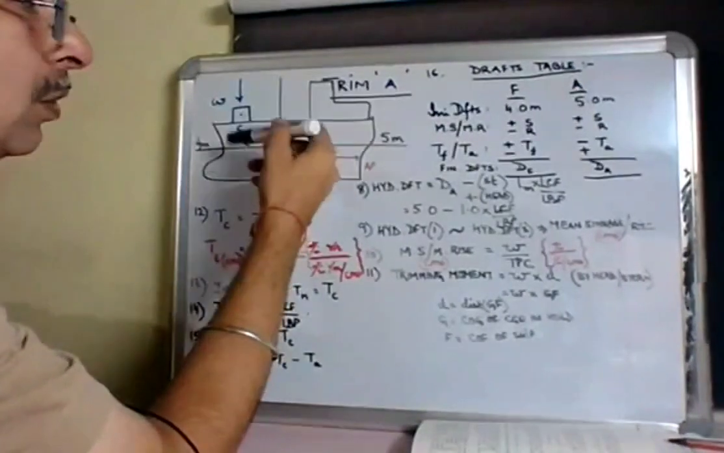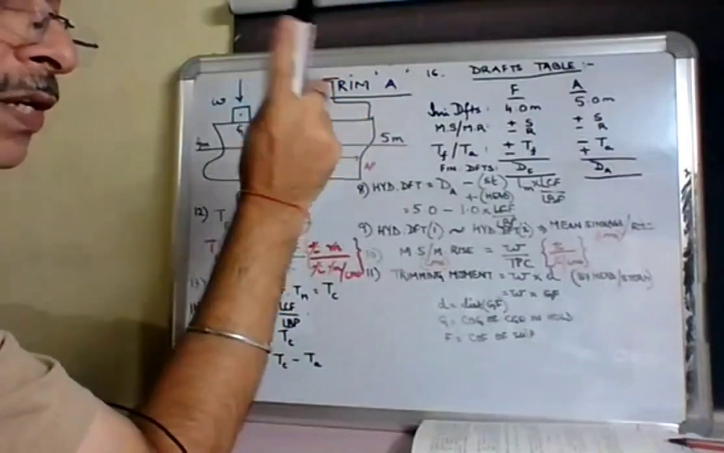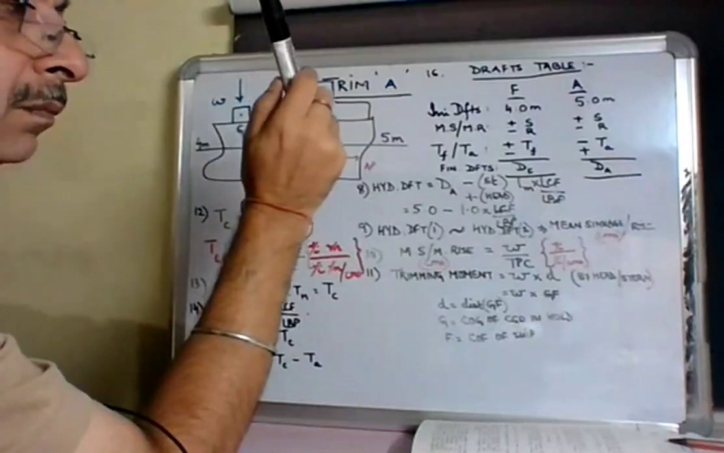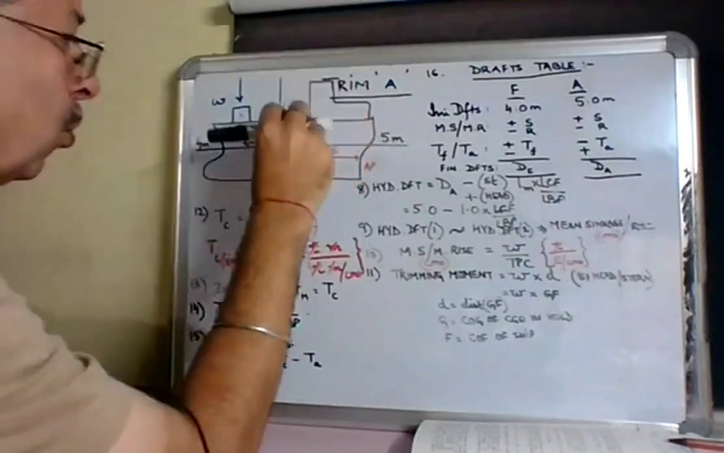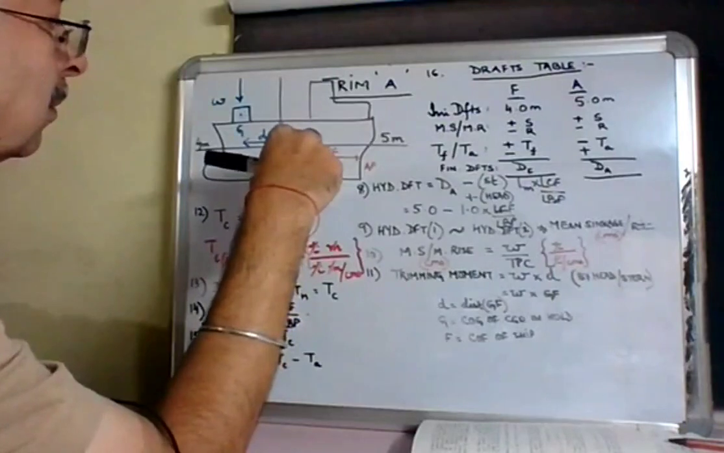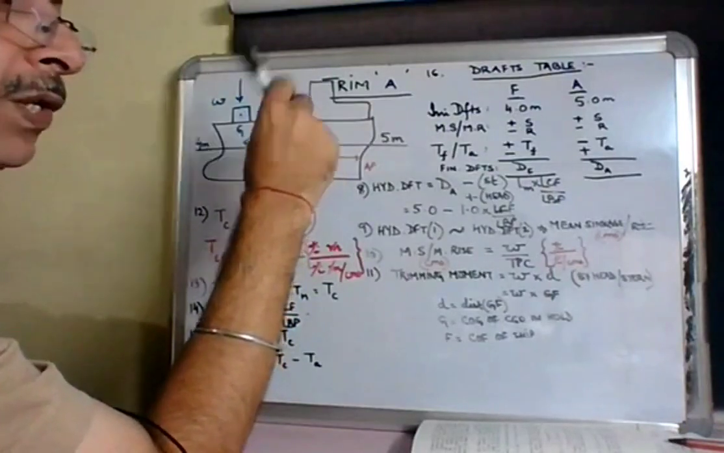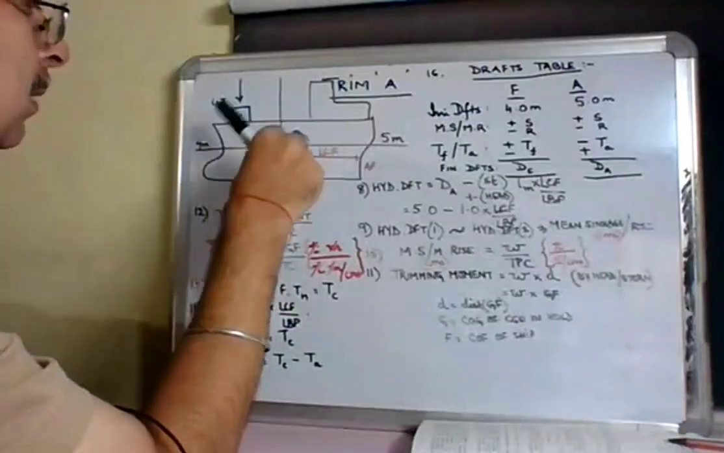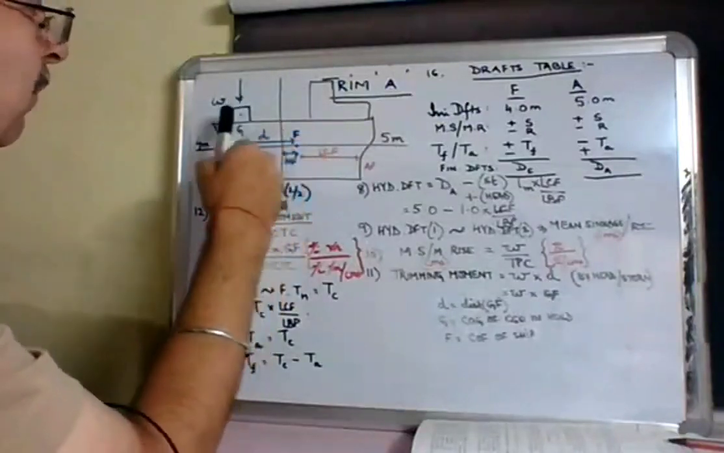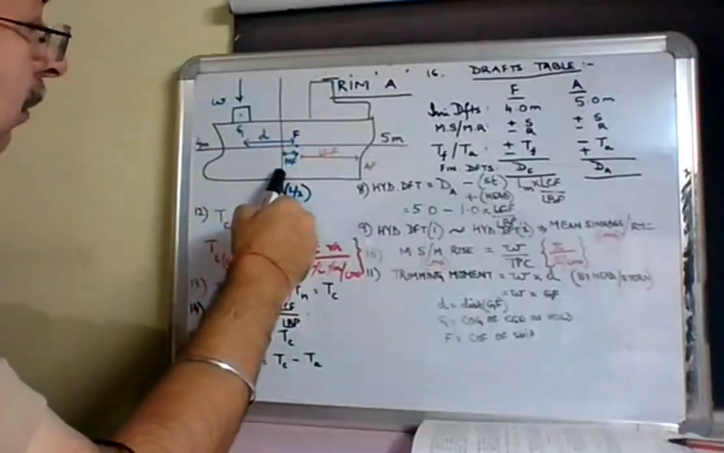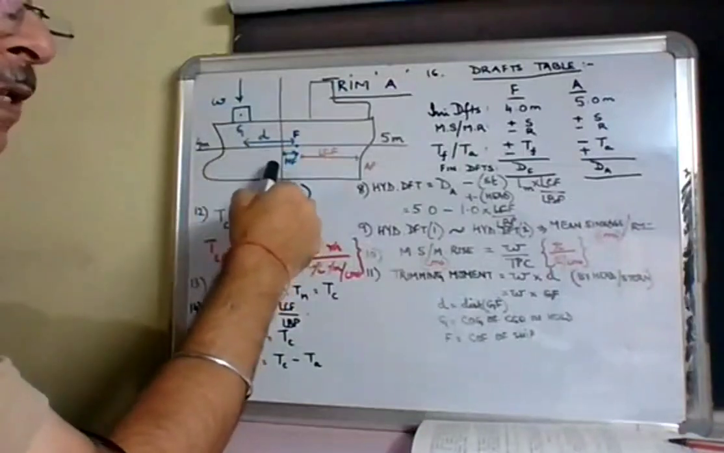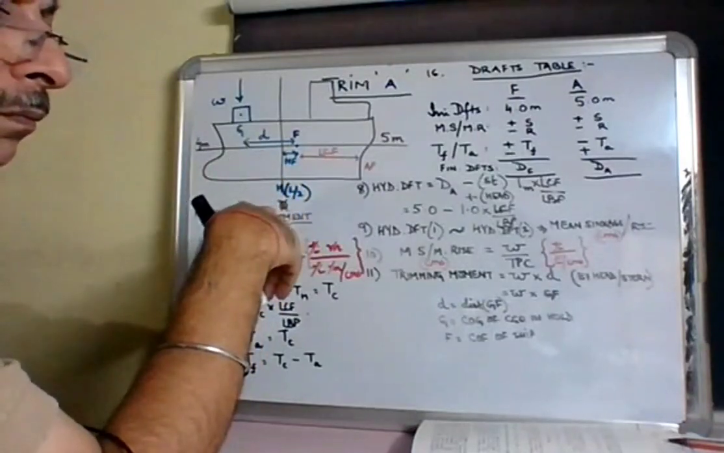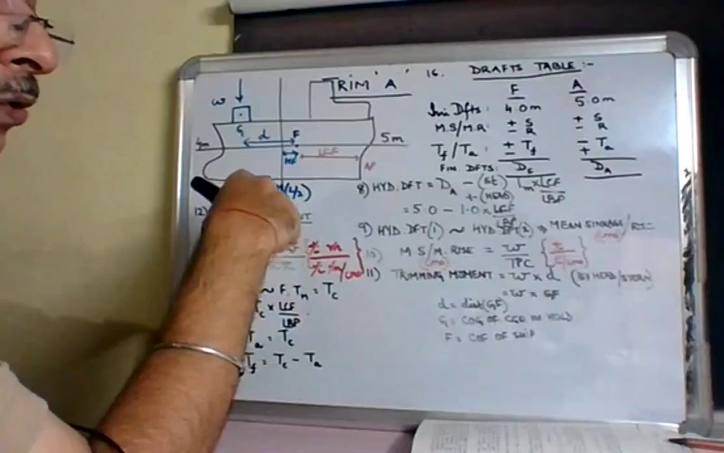Will there be a change in my KG? The answer is yes. The KG of the ship will go down. But the trim will not change. But if I shift from here to here, the trim will change also and the KG will also change, because the GF will change. Absolutely. Yes, sir.